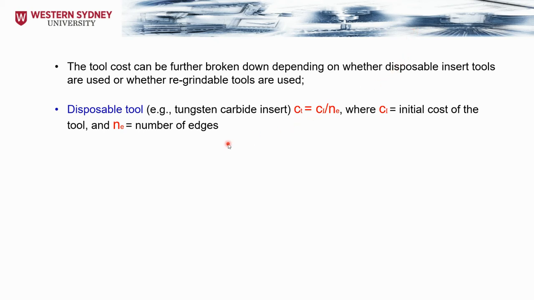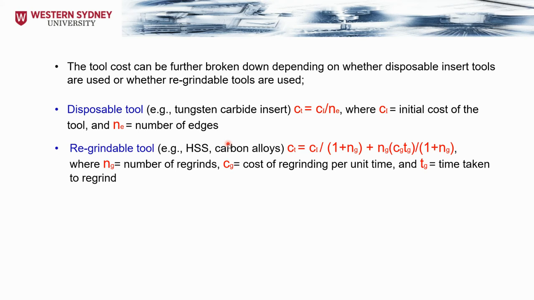Now, for the regrindable tools like the high-speed steel or the carbon alloys, the cost of the tool is going to be an extended equation because in that case we can do the grinding process, and the grinding cost is going to depend on the grinding time.